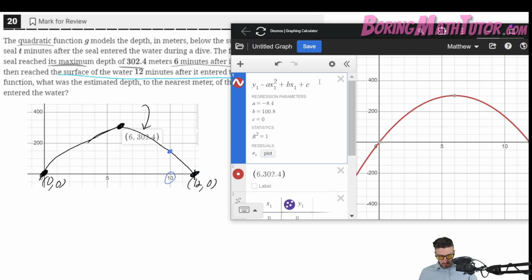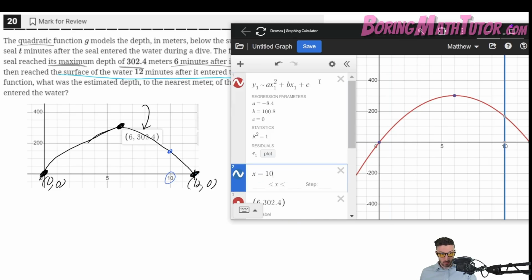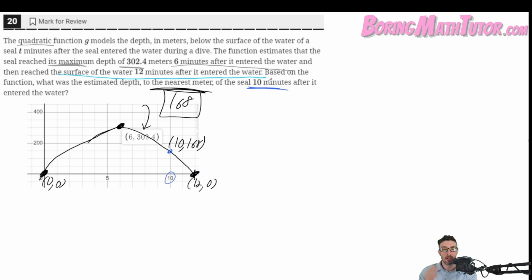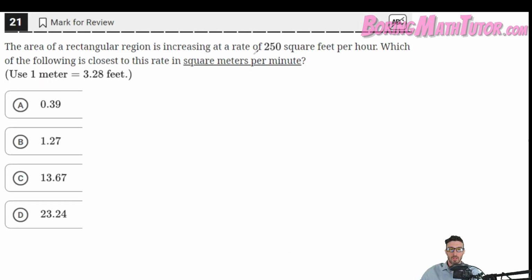And now I can just go to Desmos and type in x equals 10. It will make a vertical line there. That allows me to click. And now I've got the answer I was looking for. That at 10, I get to 168. And it said to the nearest meter, well, okay, it's already 168. It's not like there's any decimal there. So the answer here is just 168. So at 10, what was the depth? 168.